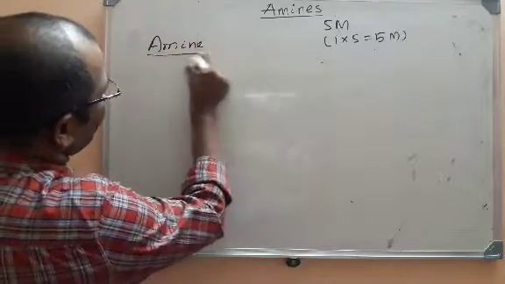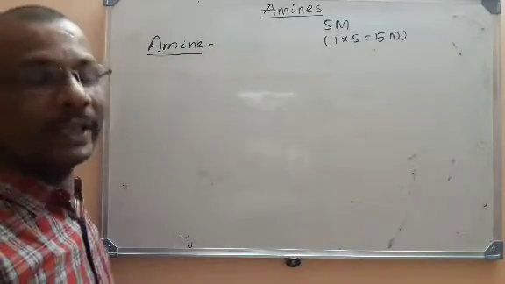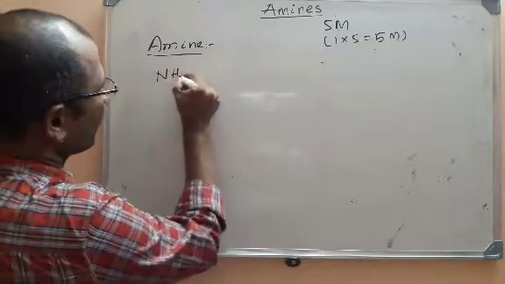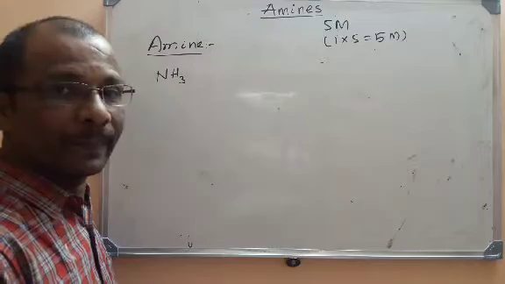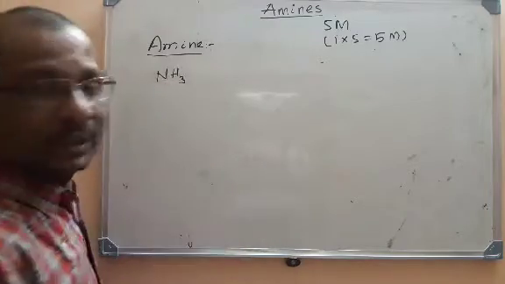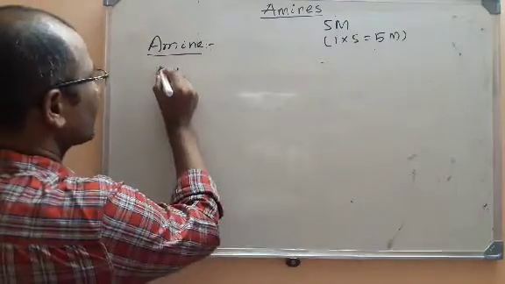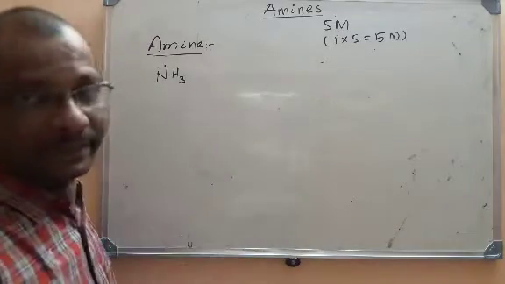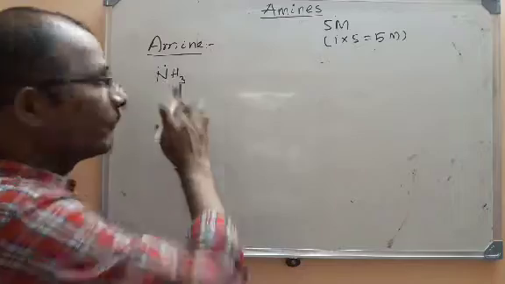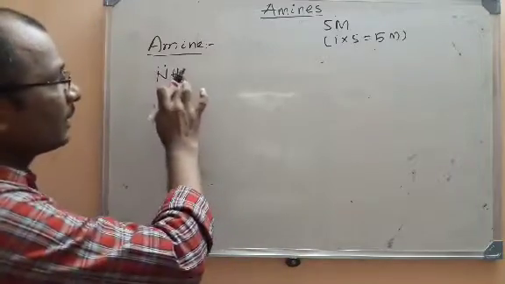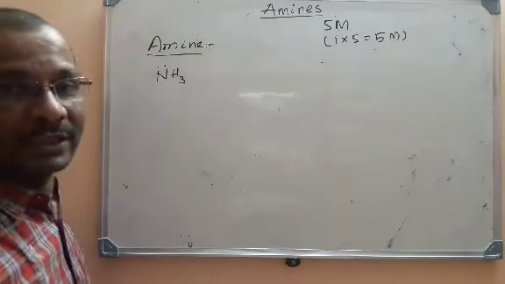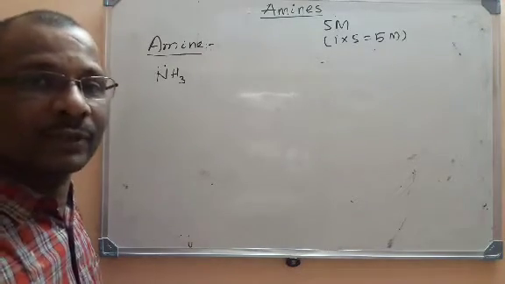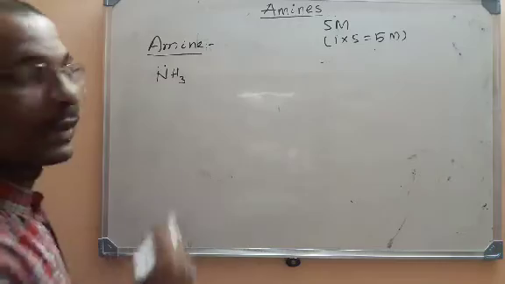What is an amine? To define amine, we should consider the molecule ammonia. What is the formula of ammonia? NH3. In ammonia, we know that nitrogen is the central atom with one lone pair of electrons and 3 hydrogens are there. Now in ammonia, if we replace one or more hydrogens either with alkyl groups or aryl groups, the products that we are going to get are called as amines.